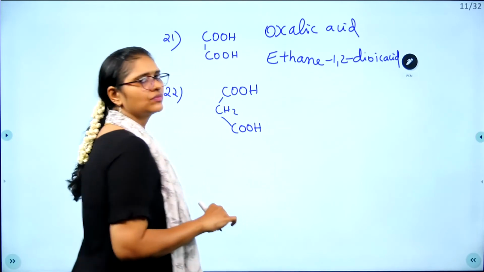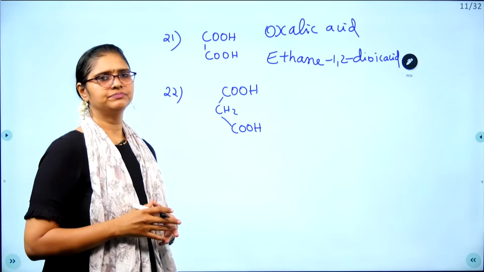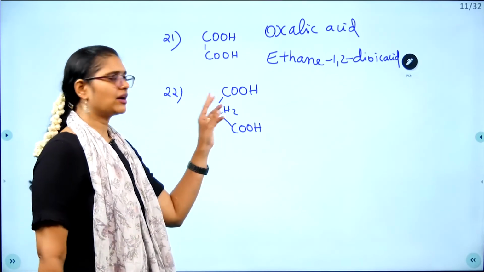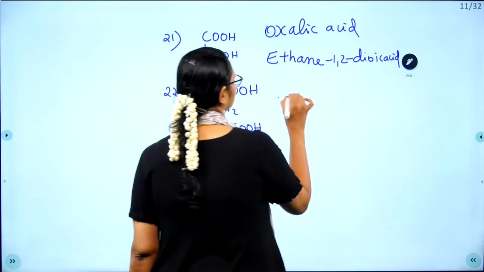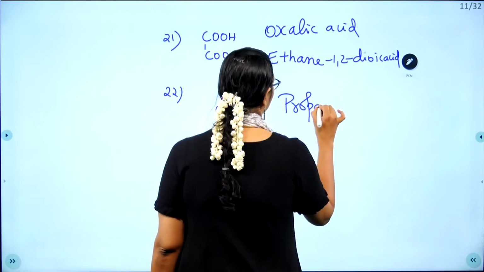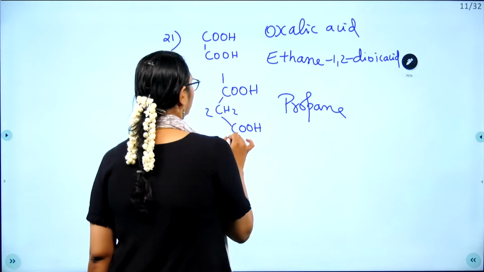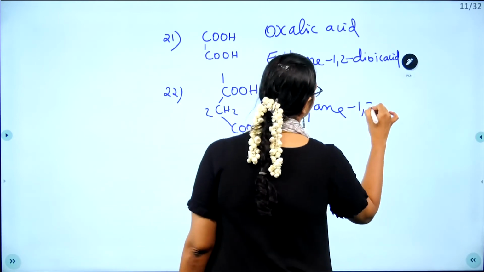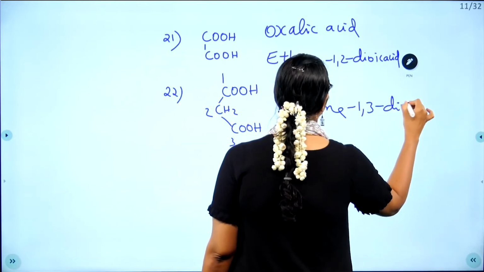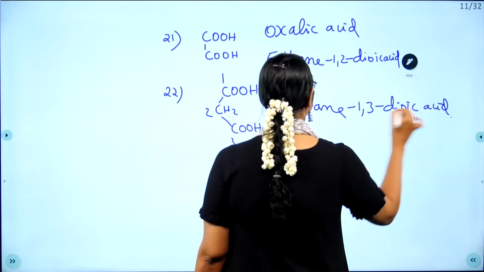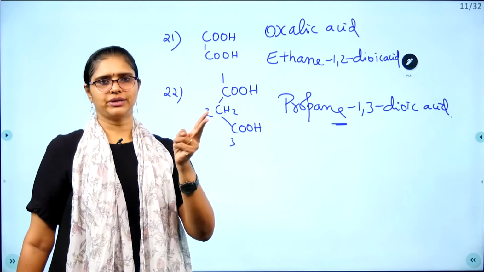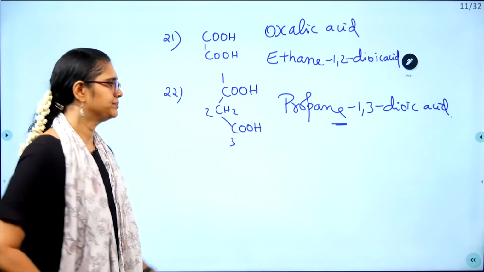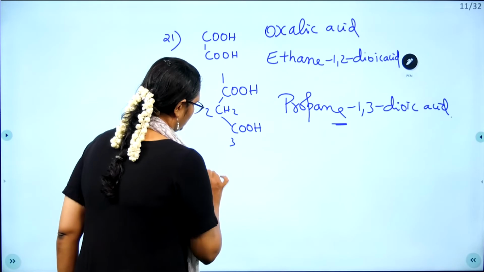So here, how will you write it? I mean, how will you name this? How many carbon atoms are there? 3, right? So it is propane. Any side you can take. Okay, 1,3 dioic acid. And what you observe here? You should retain E, because COOH you have 2 times. So you have to retain E. Next.